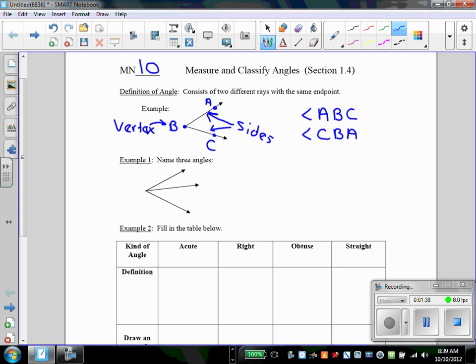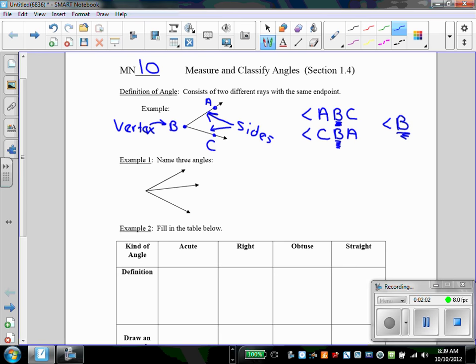One other way, a nice shortcut way, is just by naming it by its vertex. So you would say angle B. That's a nice way of doing it, so it's a little bit easier. But notice in all cases here, the vertex is in the middle of your name. And when we name that angle by just the vertex, it's letter B.